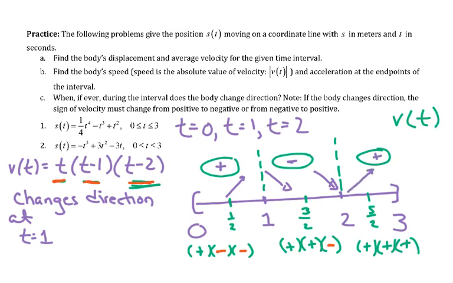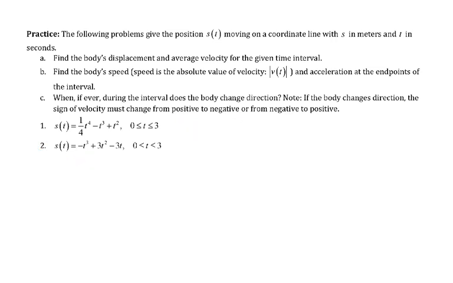So we change direction at t equals 1 and t equals 2. Go from positive to negative to positive. So we're going to be doing this kind of thing a lot to analyze graphs. All right, we will do one more if you have the time for it. Let's go through these steps for the second function down here.